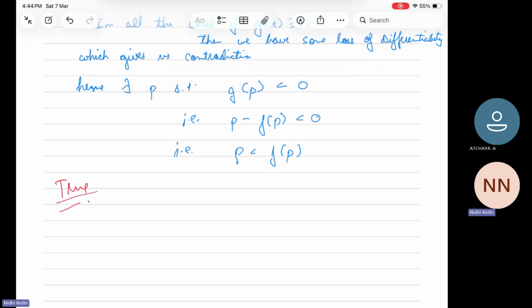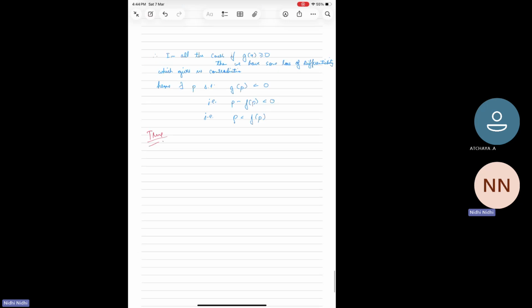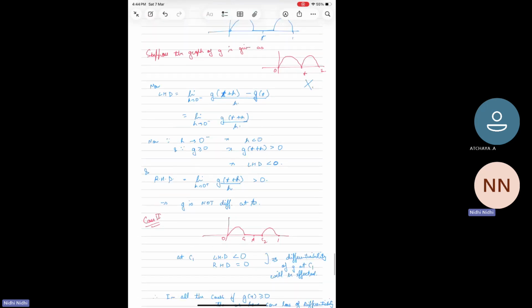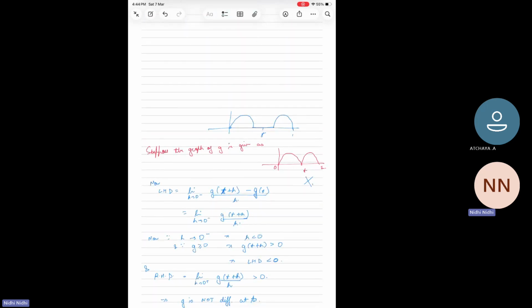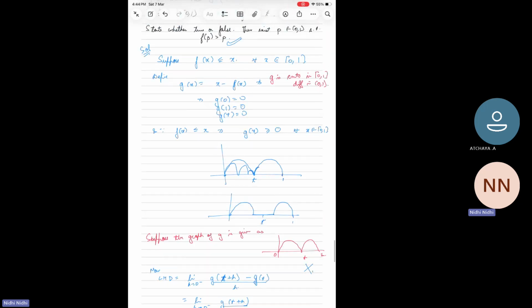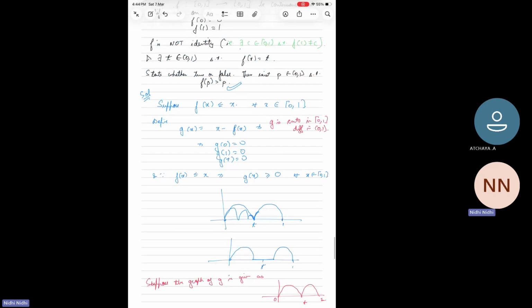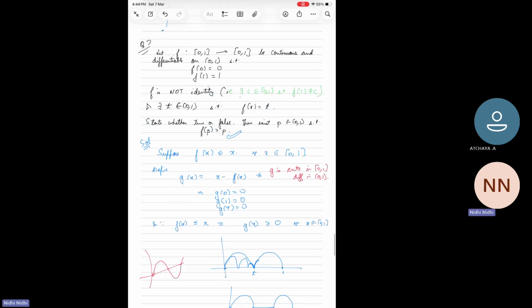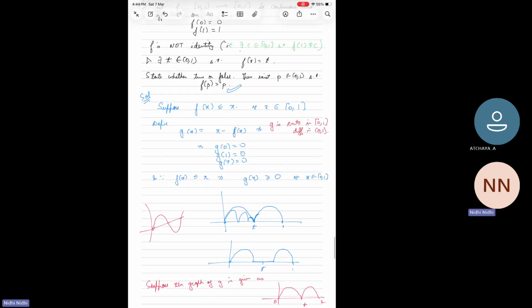I hope this is clear how we are getting this p to be strictly less than f(p) for some p. That was mainly due to the fact that the given function f is differentiable. The function f is differentiable everywhere, and hence the function g is differentiable at all the points. And in order to preserve this differentiability, we must get the graph of the function g to be something like this. Therefore, the given statement is true. I hope this is clear.